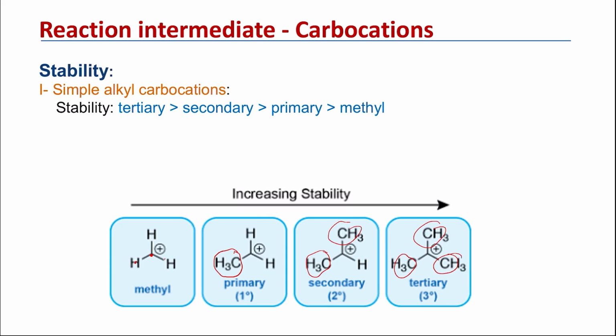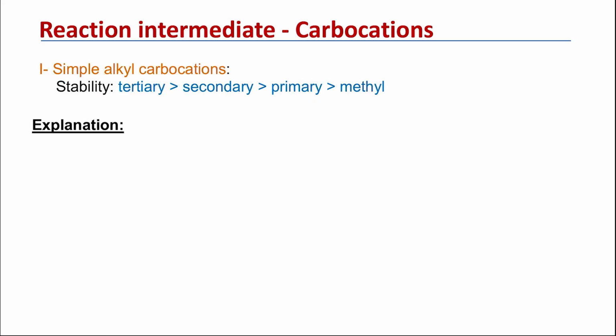The methyl carbocation is completely unstable. So let's explain why the tertiary is more stable than the secondary, more stable than the primary, and more stable than the methyl. The first explanation is the inductive effect.